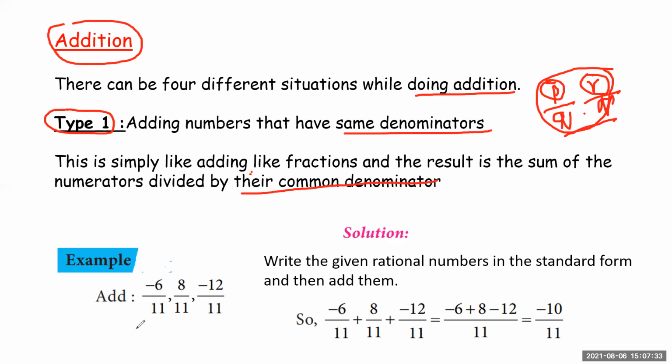For an example, add -6 by 11, 8 by 11, -12 by 11. The solution will be like what we saw here. Since all the denominators are the same, 11, we take that as the common denominator. In the numerator, I put all these values, -6, -8, and -12, and add them together. So -6 -12 is -18, and with the 8 I get -10 divided by 11. So this is the addition of these fractions.